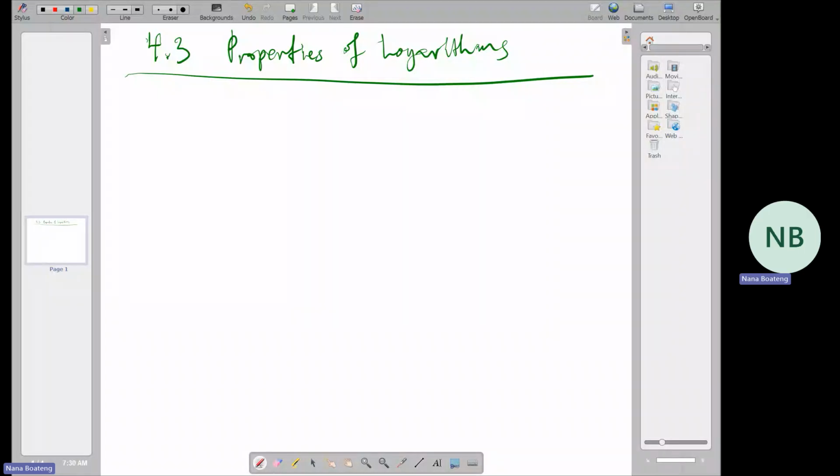Everyone, and welcome to College Algebra. Today we will be discussing section 4.3, which talks about properties of logarithms.